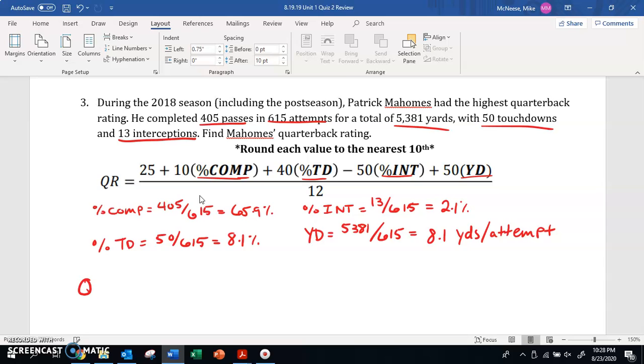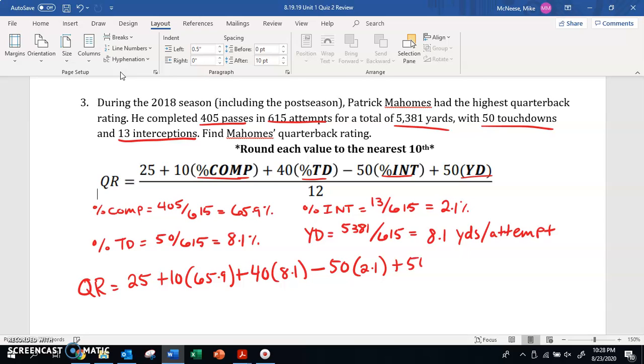and figure out what it is. So our QB rating for Patrick Mahomes is going to be 25 plus 10 times our completion percentage of 65.9 plus 40 times our touchdown percentage of 8.1 minus 50 times our interception percentage, which was 2.1, and then plus 50 times our yards per attempt, which is 8.1, all divided by 12.